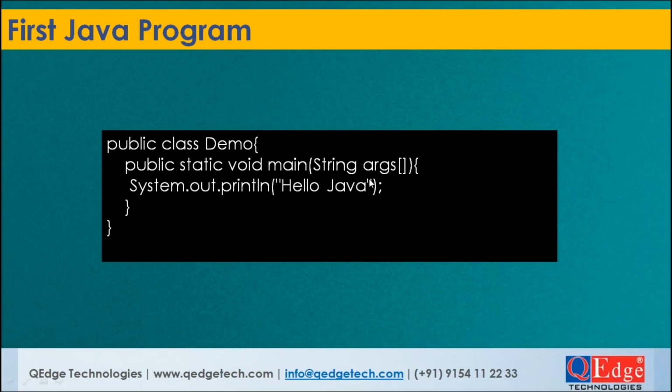How to print something via the Java class. Here, in Java, everything is in terms of classes. In this code, demo is the class name, and curly braces.